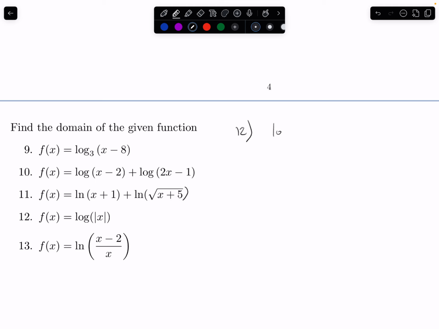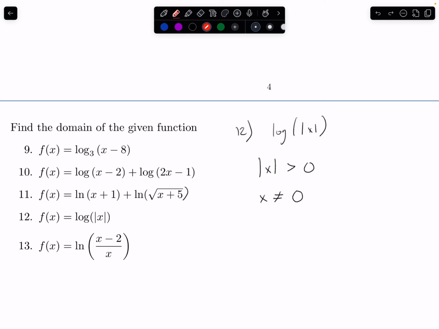Oh, interesting question. So I've got the log of the absolute value of x. But same approach, right? The inside of the log function has got to be bigger than 0. Now, when is the absolute value function bigger than 0? Well, pretty much always, except when it is exactly 0. So x cannot be 0 itself, because if it's 0, then it's not greater than 0. But if x is negative, absolute value is going to force it to be positive. So no issues there.